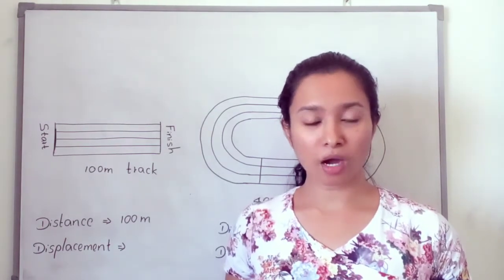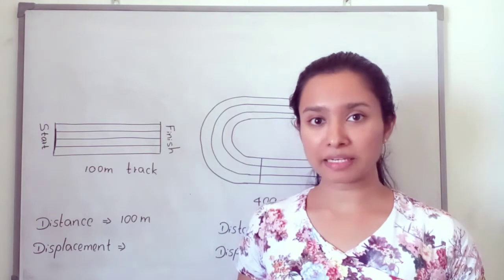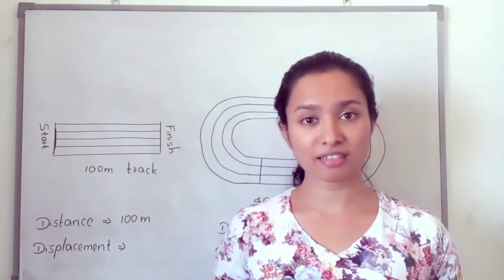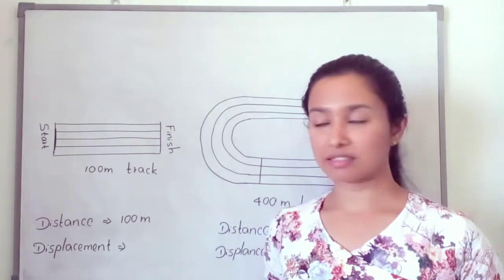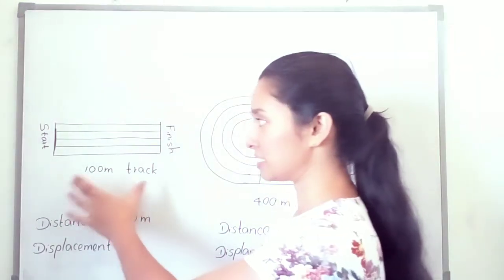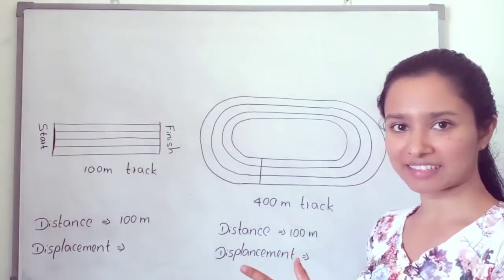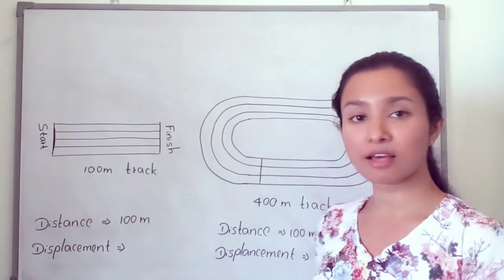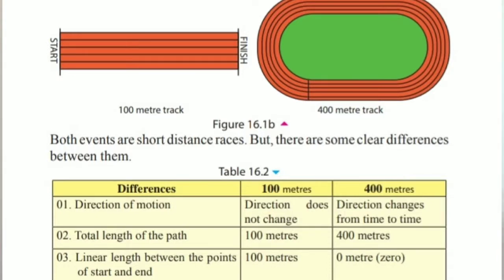Okay. Consider the running events of your school sports meet. 100 meters and 400 meters. Both are short distance running events. Both are short distance races. This is the 100 meter track and this is the 400 meter track. You know these tracks. So both are short distance races, but there are some differences between these races. What are the differences? Now look at table 16.2, this one.